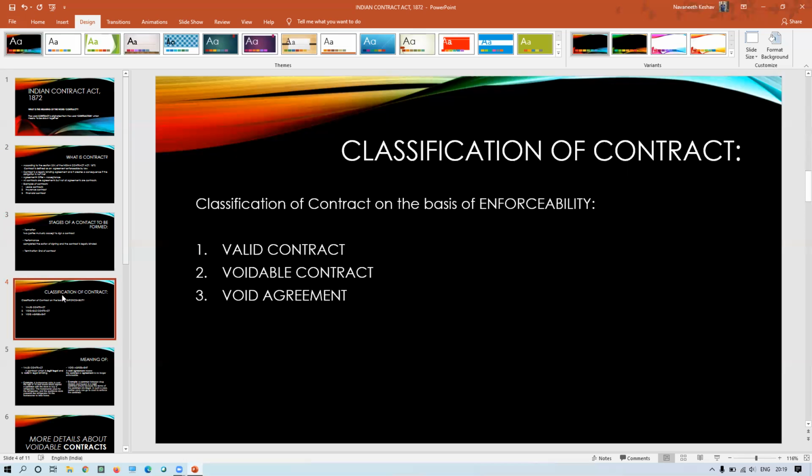There are three main classifications of contract, but here we are only reading about contracts based on enforceability, which means how we use it. There are three basic enforceability categories: valid contract, voidable contract, and void agreement. We will be dealing more with voidable contract, but before jumping into it, I want you to understand what a valid contract and a void agreement are.